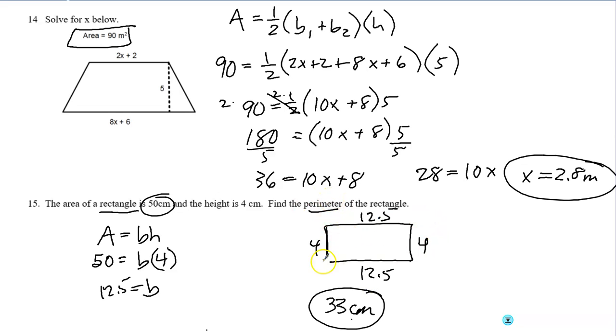So this is where the drawing really helped, because then I could see, oh yeah, I need 2 of these 4s. I need 2 of these bases I found, and then that way I don't make a mistake.